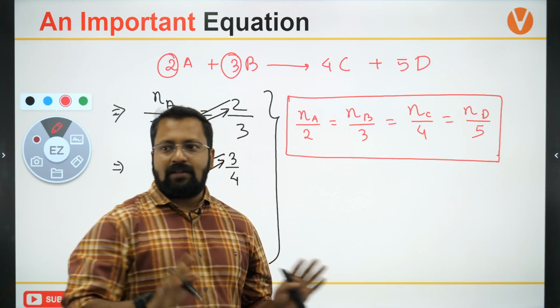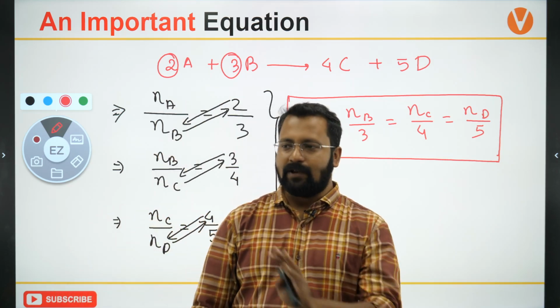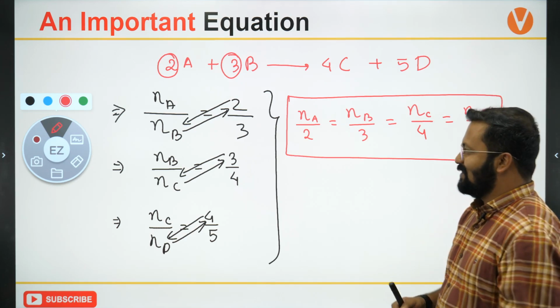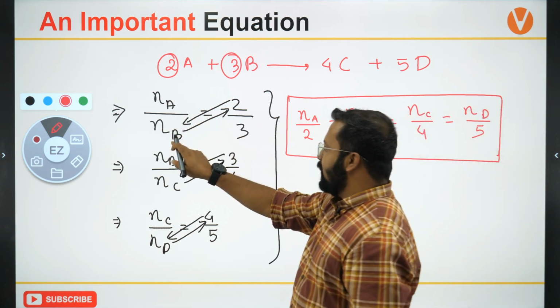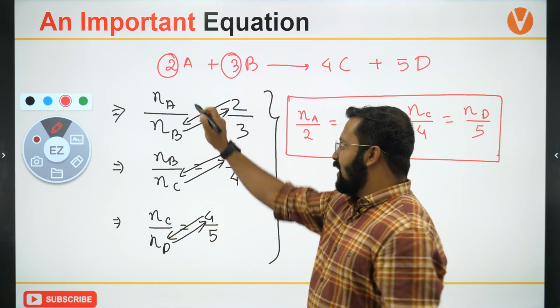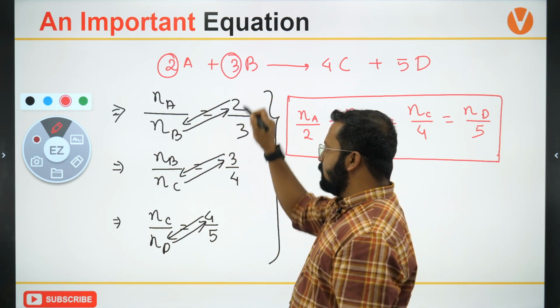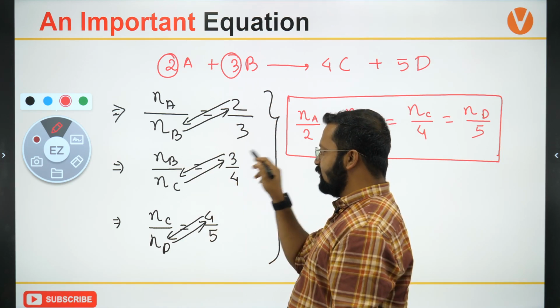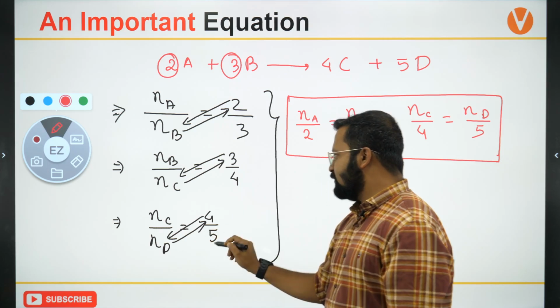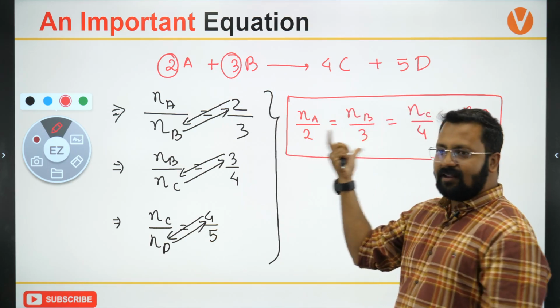Okay, this equation of mine is done. So NA by 2, won't it be equal to NB by 3? Also NB by 3 is equal to NC by 4, and NC by 4 is the same as ND by 5. Taking these three equations, the same result will come out, right?